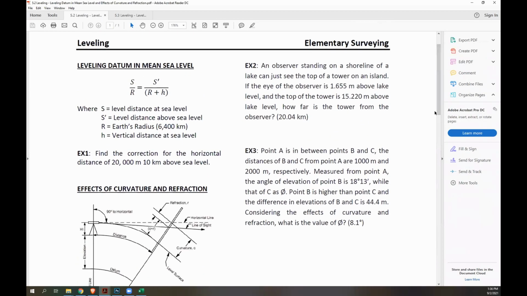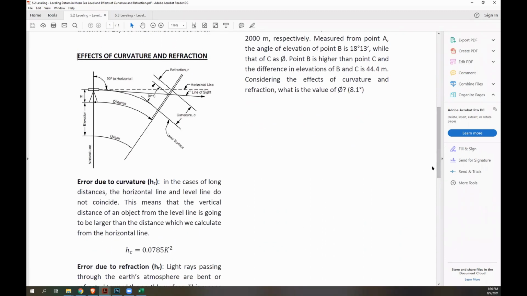Last meeting, we discussed up to leveling datum in mean sea level. So now let's just continue on with our lecture. The next topic is effects of curvature and refraction. This is still under the correction aspect of leveling.